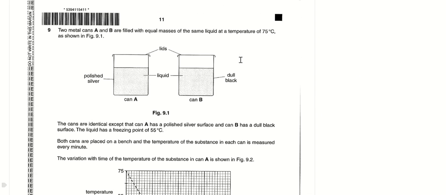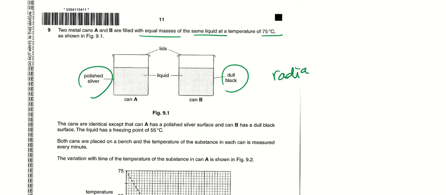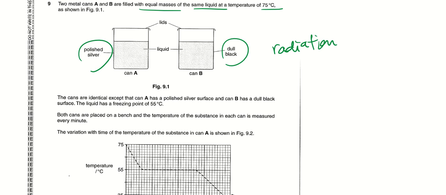Okay, question 9. I see two metal cans filled with equal masses of the same liquid at temperature 75 degrees. So same temperature, same mass, same liquid. Then I see dull black and I see polished silver. So this must be radiation. The cans are identical except that can A has a polished silver surface, B has a dull black. So by the way, black is a good emitter and good absorber.